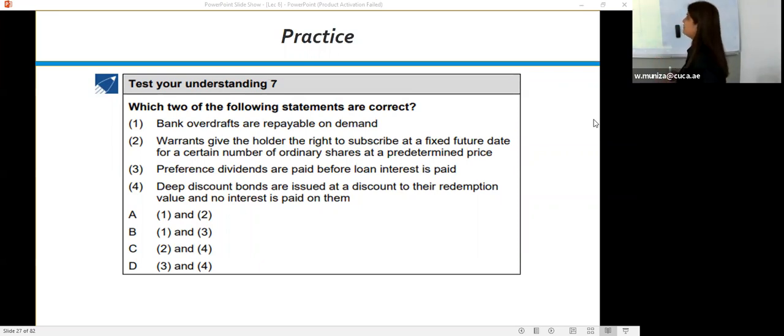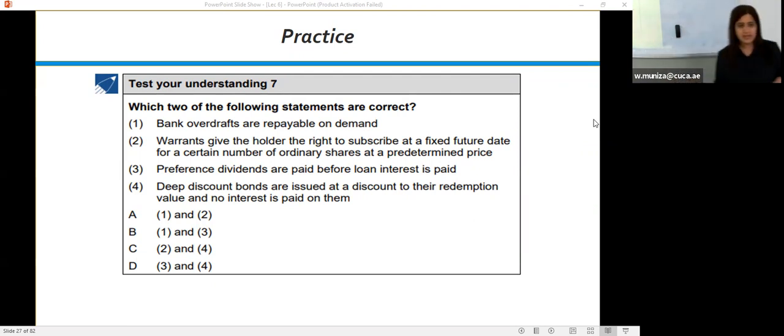Preference dividends are paid before loan interest is paid. Is this correct? They have the preference over the ordinary share capital, not over the loan providers. This is wrong. Deep discount bonds are issued at a discount to their redemption value and no interest is paid on them. This is wrong. This is the definition of zero coupon bonds. Okay, so options one and two are the right ones. Clear, Harshit? Yes.